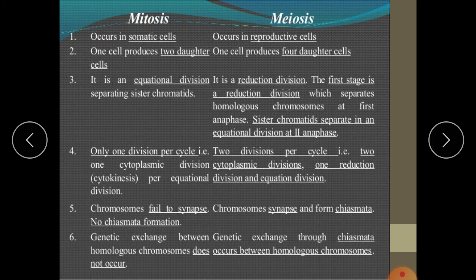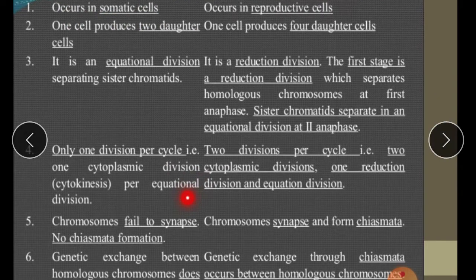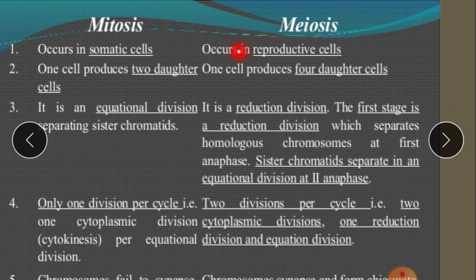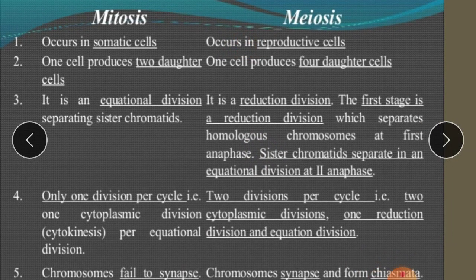Now let us see the differences between mitosis and meiosis. Mitosis occurs in somatic cells, whereas meiosis occurs in reproductive cells. In mitosis, one cell produces 2 daughter cells, whereas in meiosis one cell produces 4 daughter cells. Mitosis is an equational division separating sister chromatids, whereas in meiosis it is a reduction division.